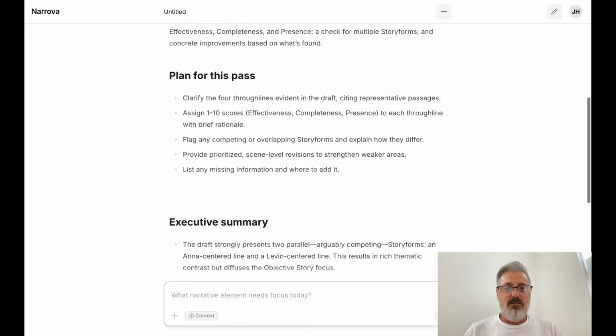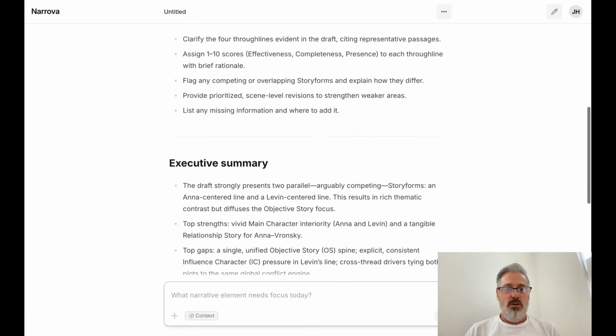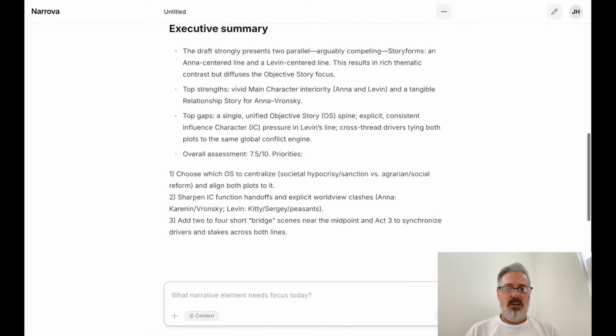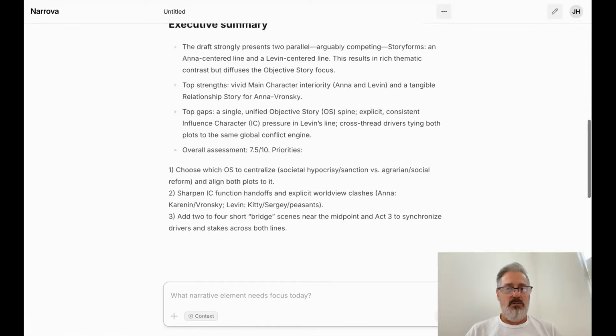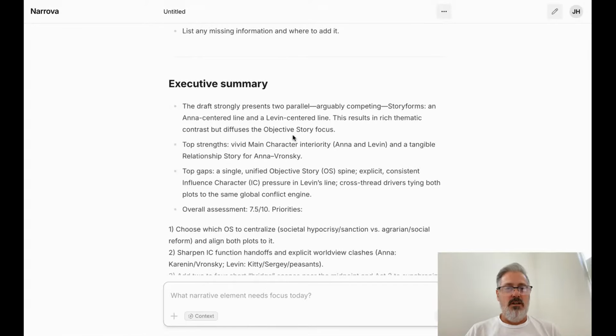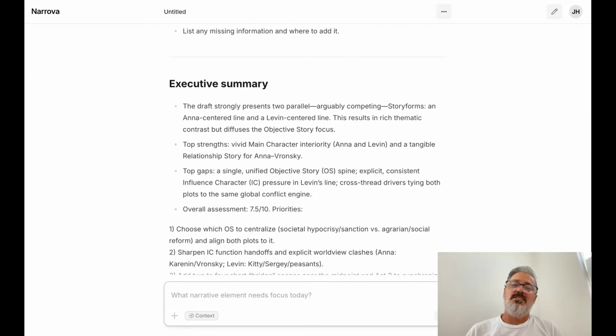All right, so it's going through again, just restating what it's going to do, assign 1 to 10 scores, provide an executive summary of everything. Oh, this is the overall. The draft strongly presents two parallel, arguably competing story forms, an Anna-centered line and a Levin-centered line. I have not read this in forever. It results in a rich thematic contrast, but diffuses the objective story focus. I don't know if that's necessarily true.